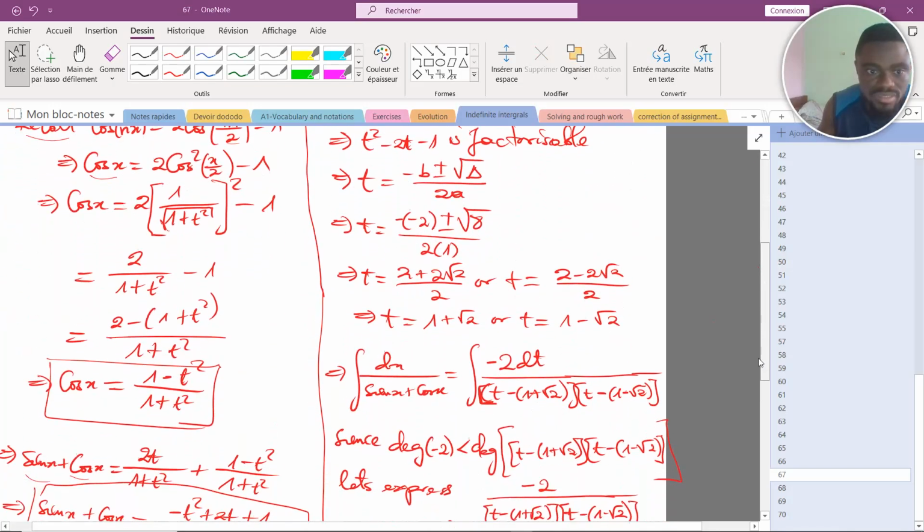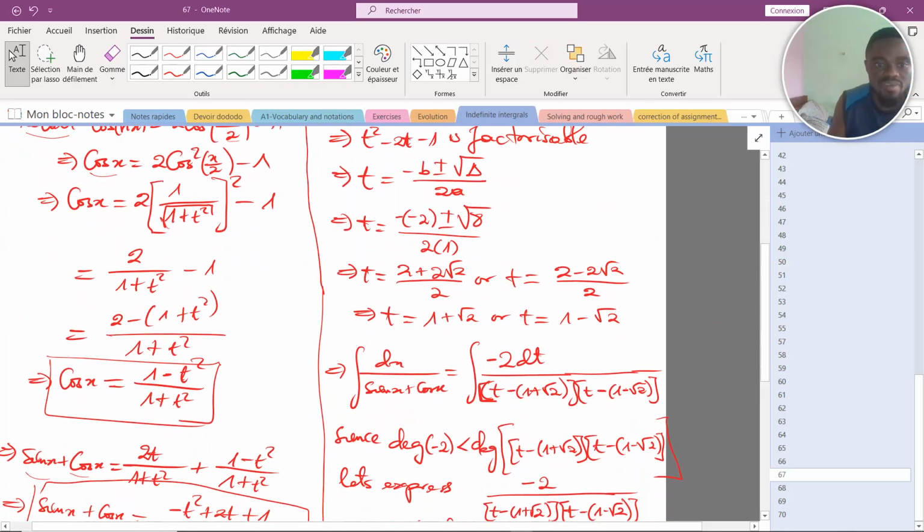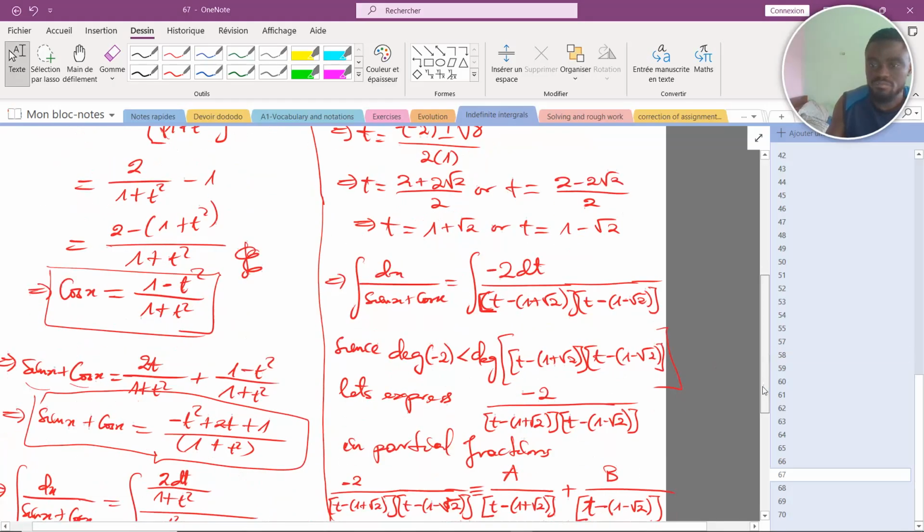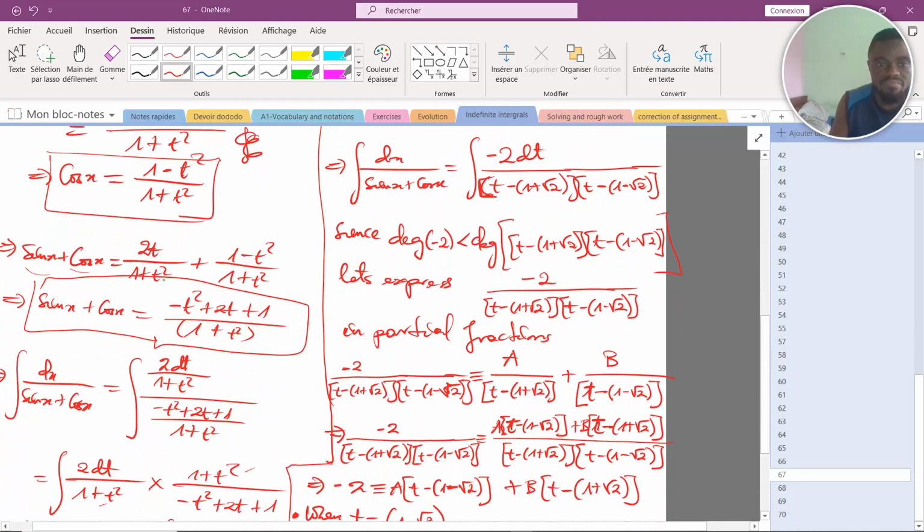So let me drag this down. From there, after simplifying, I'll have cos x being equal to 1 minus t squared over 1 plus t squared. Is that okay? I'll then find sine x plus cos x, because our aim was to find the integral of dx all over sine x plus cos x. So I'll find it. After finding it, I have this expression.